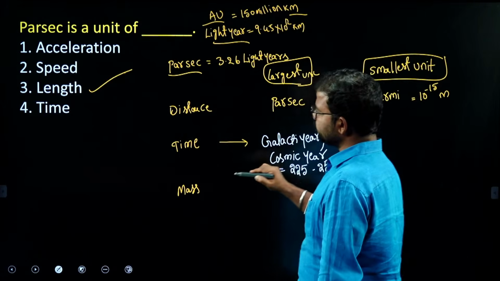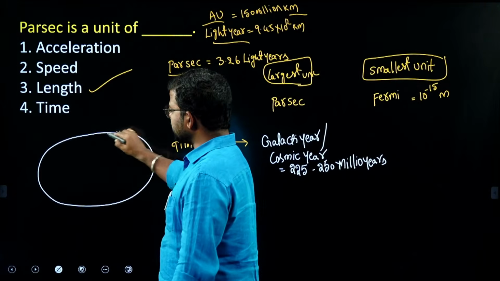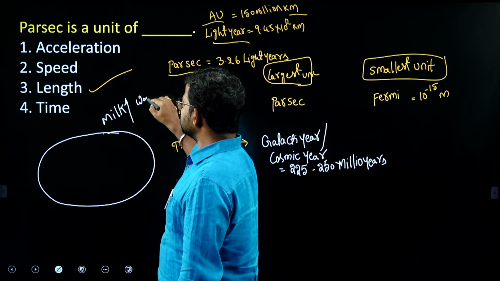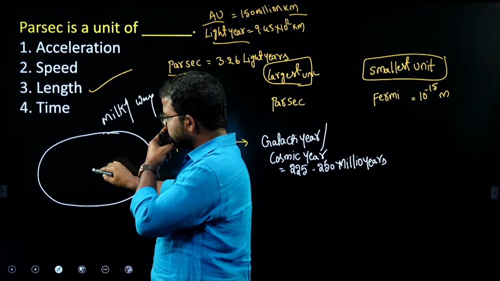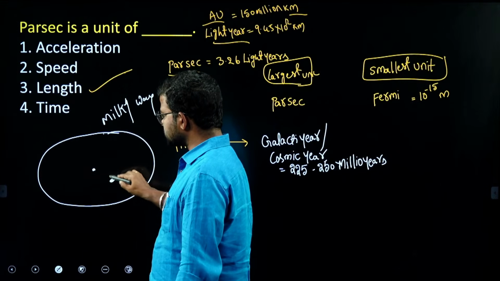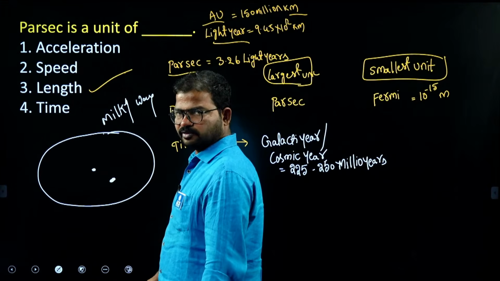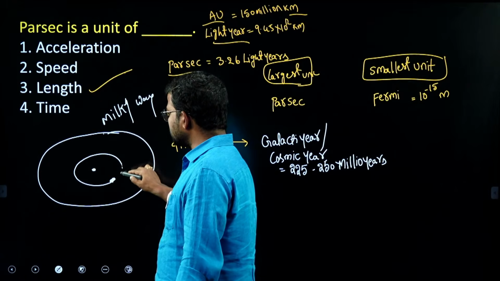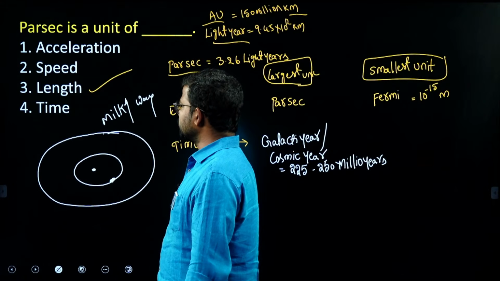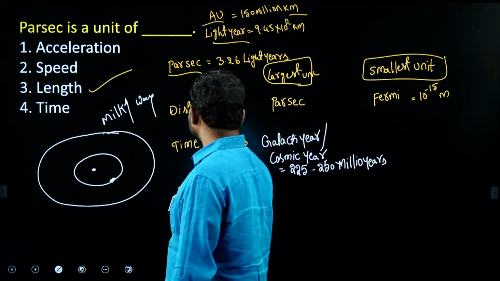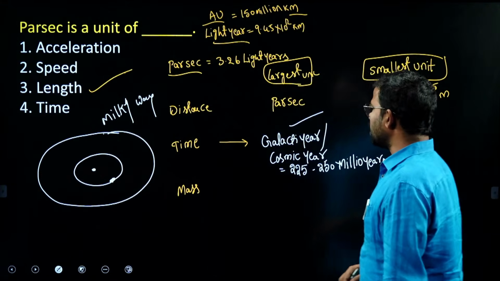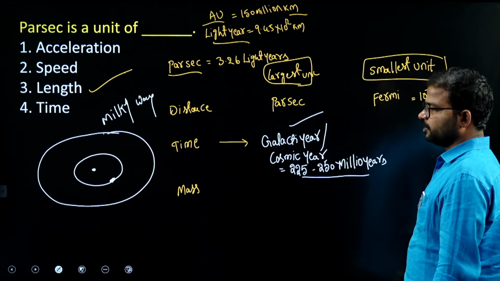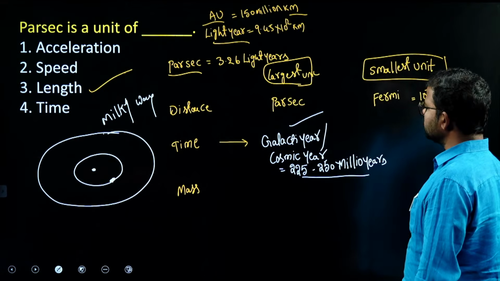If you consider our galaxy, the Milky Way, in that our solar system exists. This is our solar system, and this is the center of the Milky Way, the center of our galaxy. The time needed to complete one orbit around the center of the Milky Way is considered 1 galactic year or 1 cosmic year. So it is approximately 225 to 250 million years.